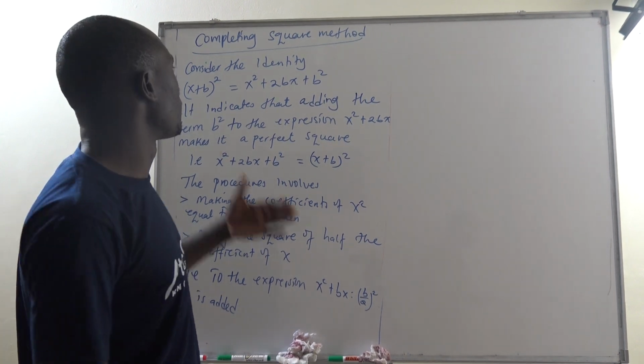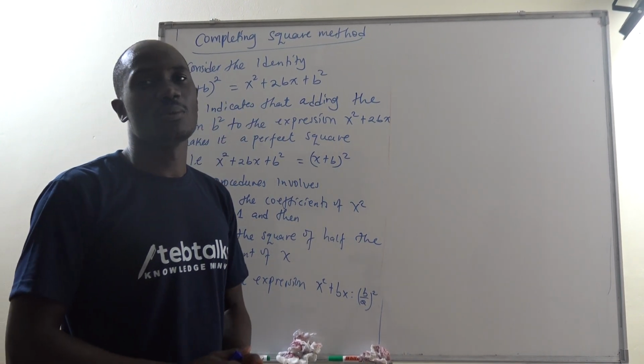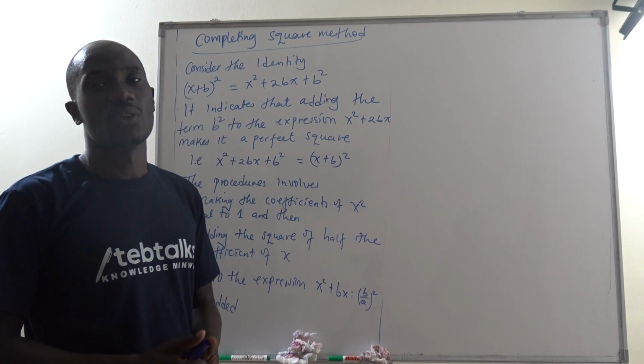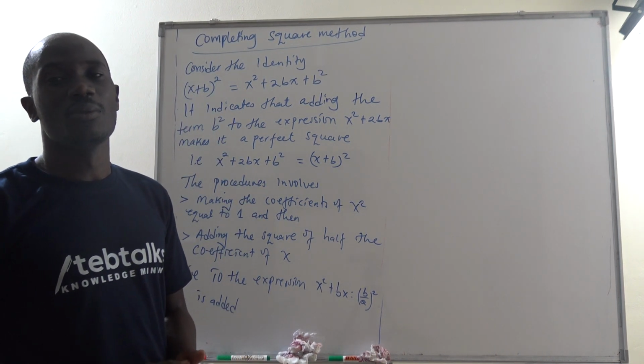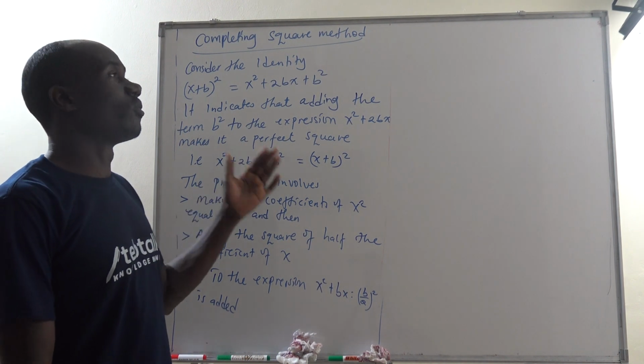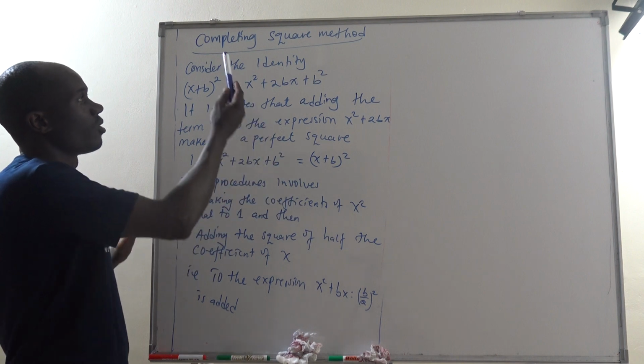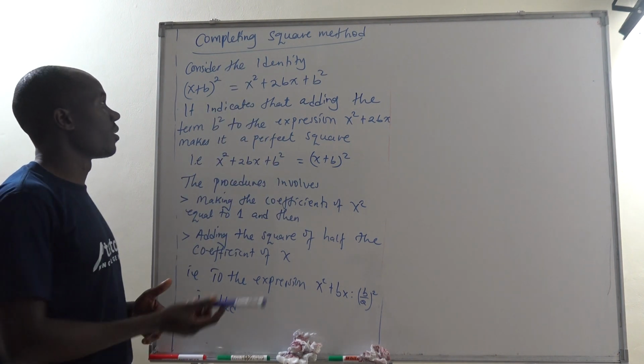So as you have been looking at the ways of solving quadratic equations, we started with the first one, which is the factor method. Now we are moving to the second one, which is the completing square method. We'll see it on our whiteboard, and we're going to move through it together.